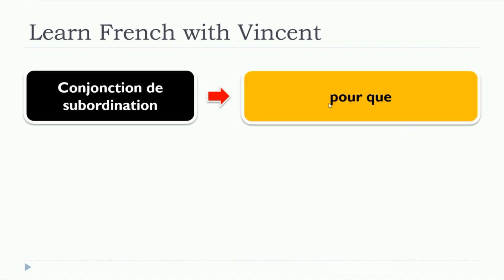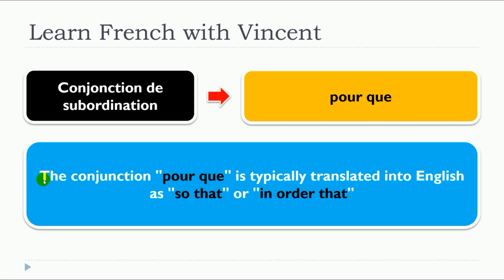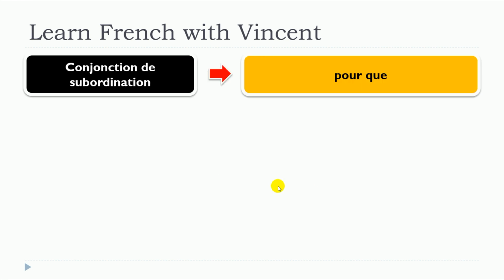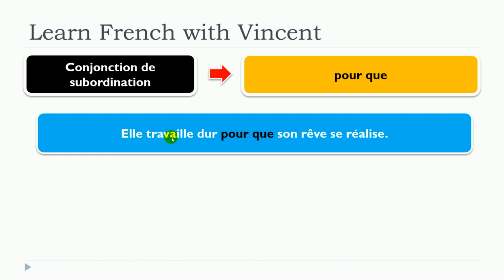So, this lesson is about pour que. And the conjunction pour que is typically translated into English as so that or in order that. So we will see some examples with pour que.